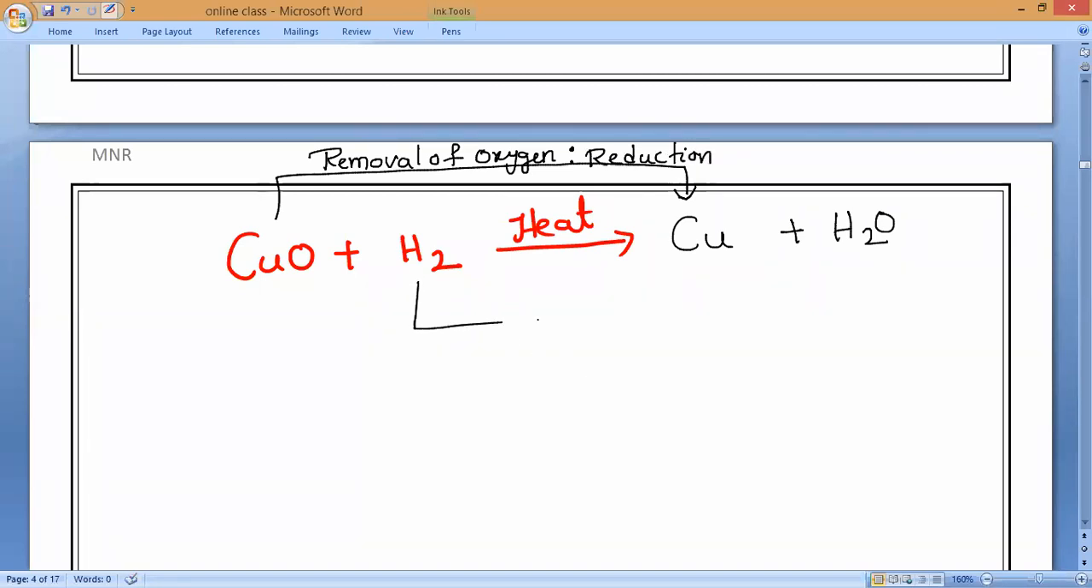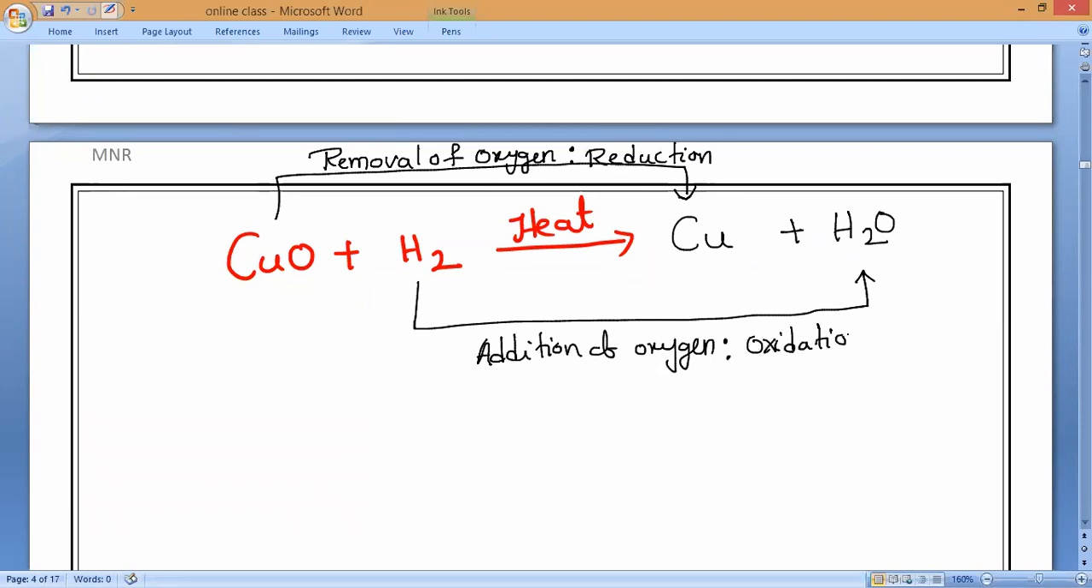Very good. Hydrogen is going to gain oxygen. So what is this called? Oxidation. Addition of oxygen, how I am writing. Addition of oxygen. What do we call it, guys? Oxidation. Very good. Understand?